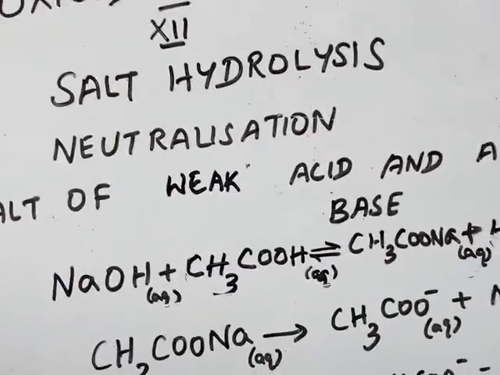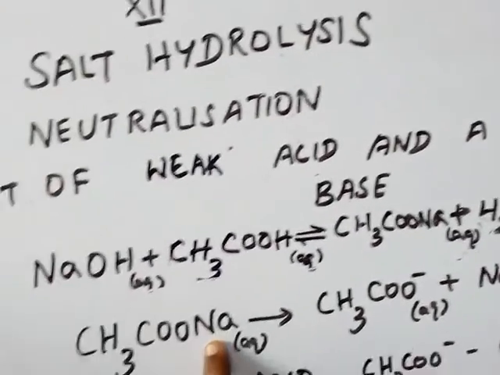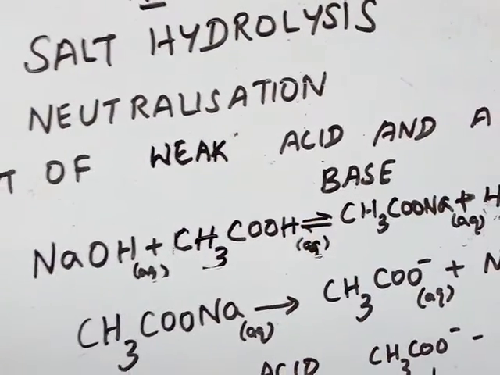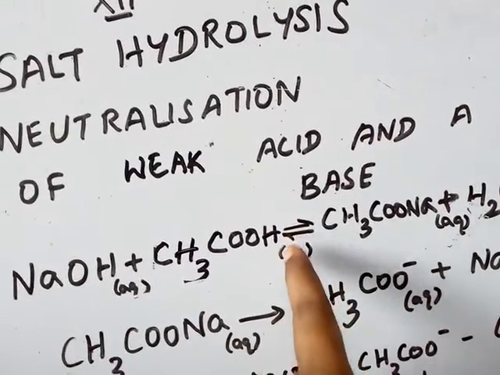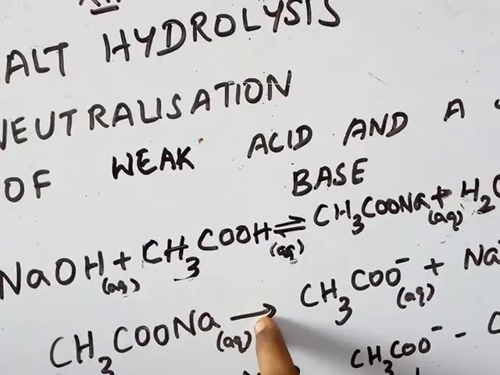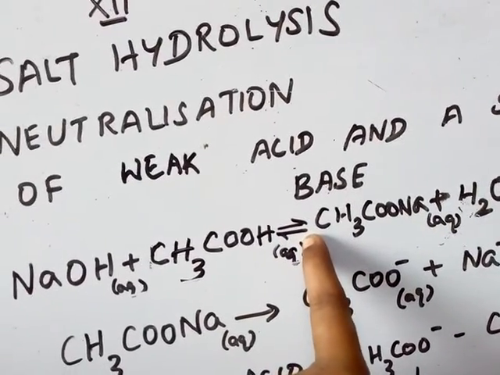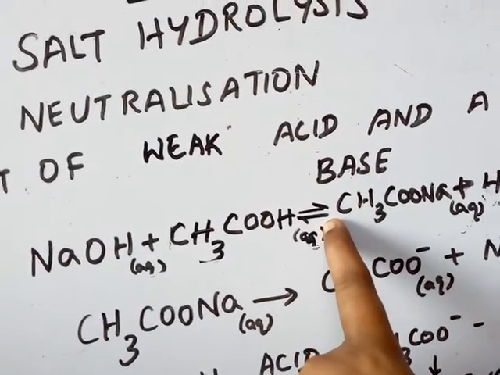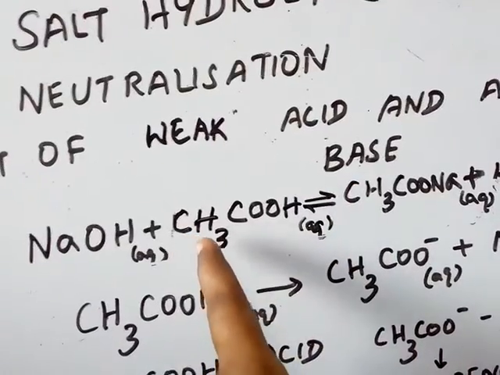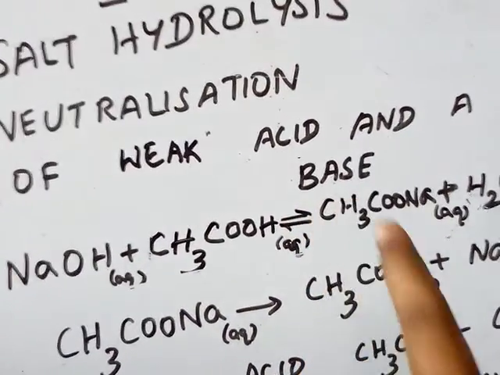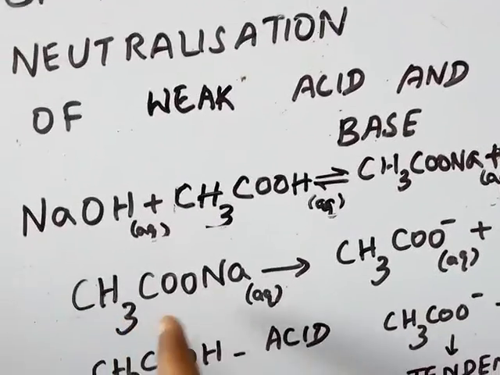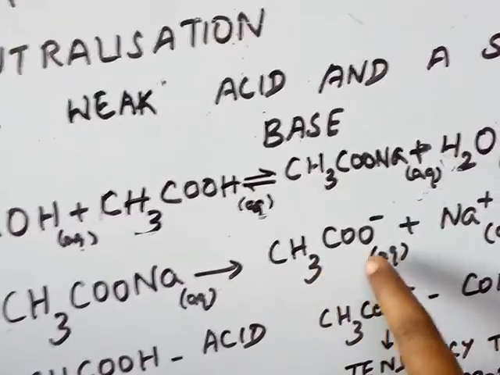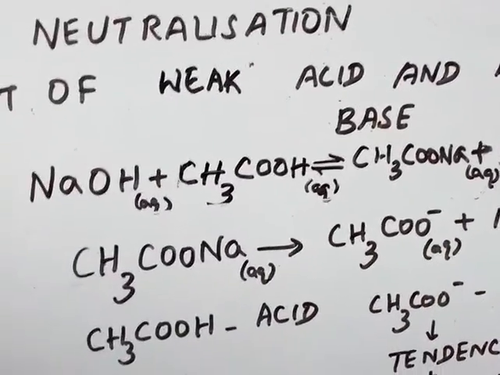This sodium acetate on dissociation, as the sodium ion is present, is completely ionized. Here we are using an irreversible sign. Why? Here an irreversible sign, whereas in acetic acid we are using a reversible sign. Whenever we use the reversible sign, it refers to a weak acid. As acetic acid is a weak acid, we use the reversible sign. Then, sodium acetate is completely ionized to CH3COO minus and Na plus.